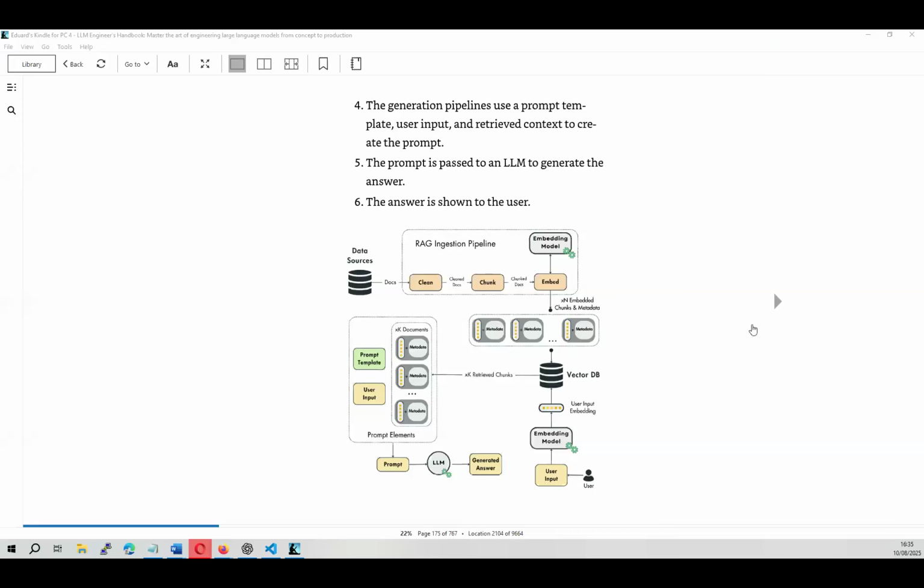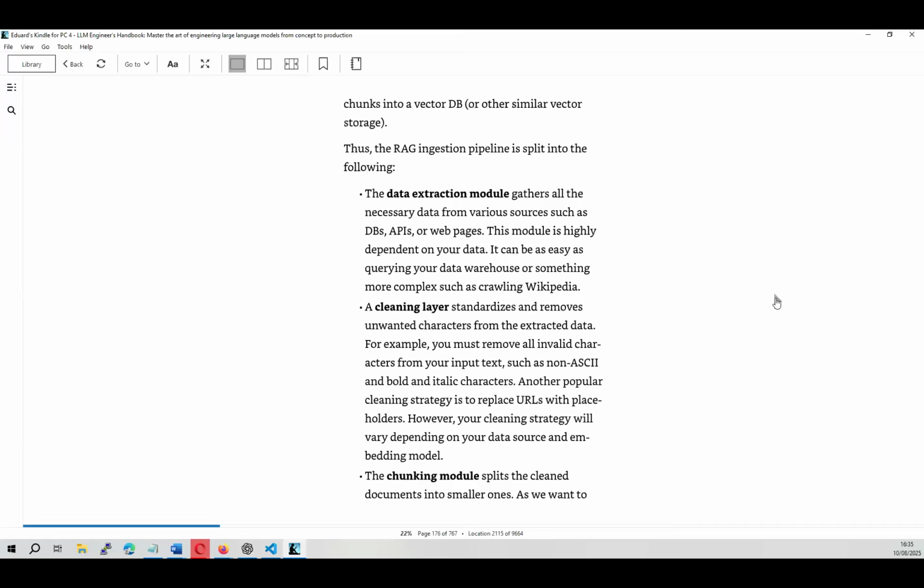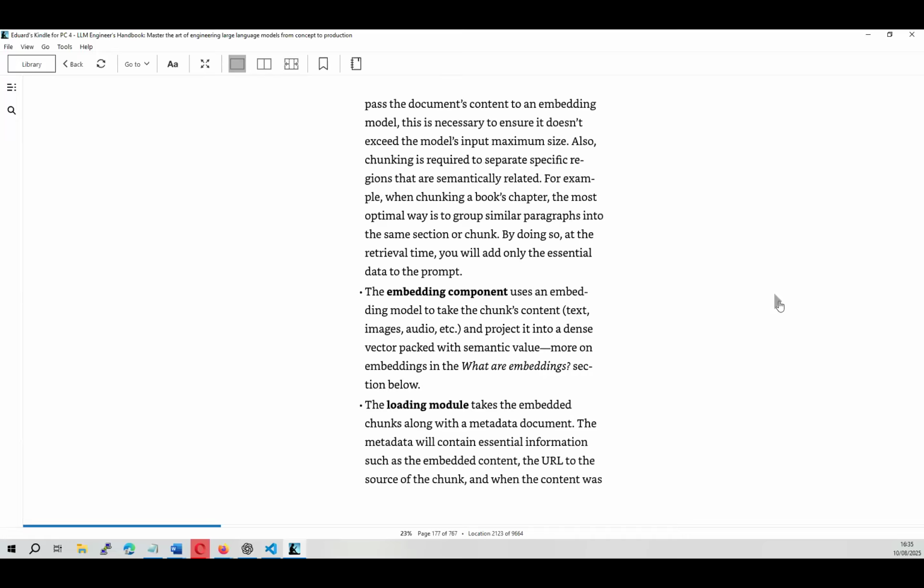Okay, so this is the basic architecture from RAG. Here the authors go through the ingestion pipeline, and the most important step within this ingestion step is embedding. And chunking. Embedding and chunking, these two steps are super important. Why is embedding important?